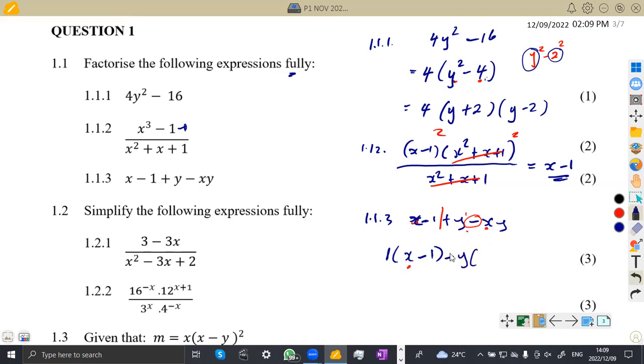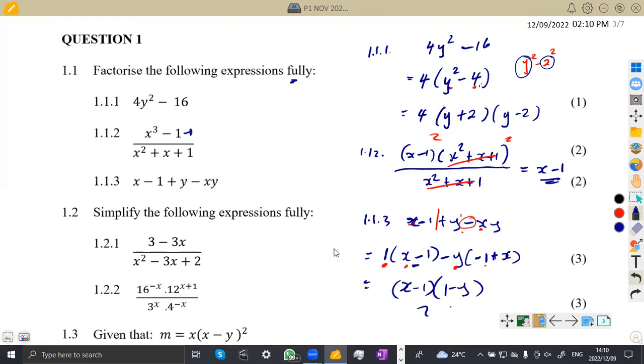Y is common, but we'll factor out with a negative such that positive y divided by negative y is negative 1. Negative xy divided by negative y: negative and negative will cancel to give us a positive, y and y cancel, you remain with x. So these 2 brackets are the same, x minus 1 or minus 1 plus x. As you can see, 1 is still having a negative, x is a positive there. So that means we are going to have the common bracket of x minus 1. And if we factor out x minus 1, here we remain with 1, here we remain with 1 minus y. So this is going to be 1 minus y.